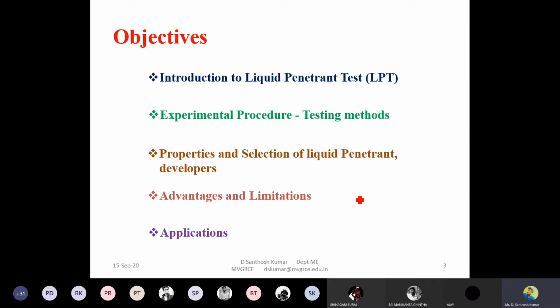So first we are going to introduce the basic principles behind the entire testing method, and then we are going through the entire procedure of this NDT method and its properties, and the selection process for the developers as well as the penetrants, then limitations, advantages and applications. So this is the total we'll try to cover with this.